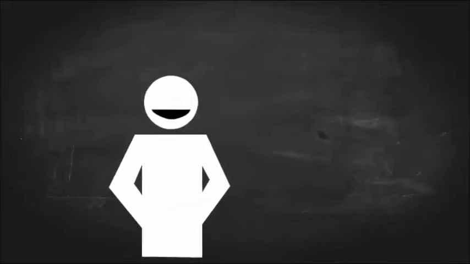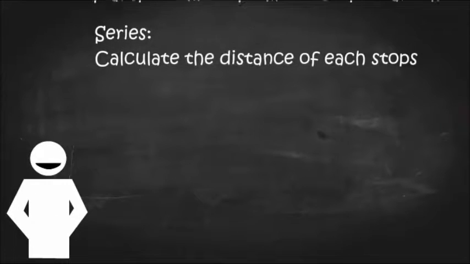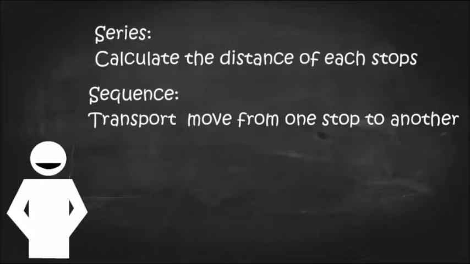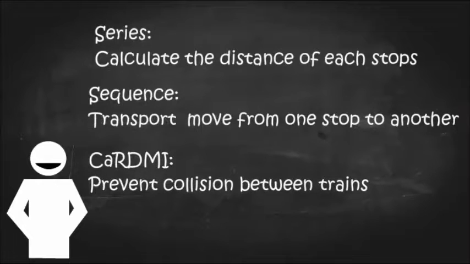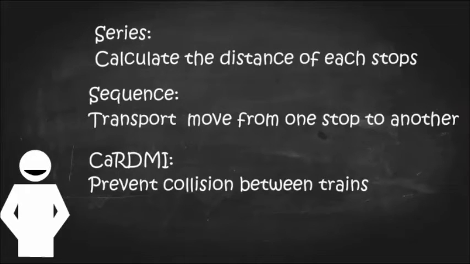To summarize, series are used to calculate the distance of each stop, while sequences ensure that transports, like trains, move from one stop to another stop. Sequence and series in CARDME also make sure that there is no collision between the trains, and ensure that anyone who uses the transport system has a safe and pleasant experience.